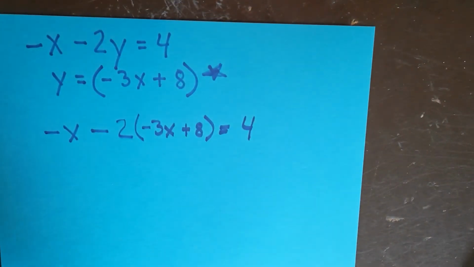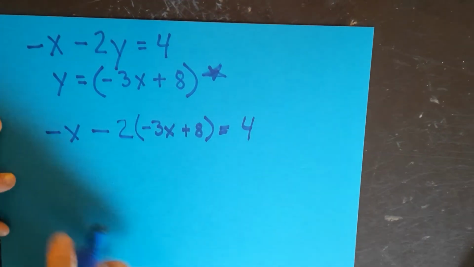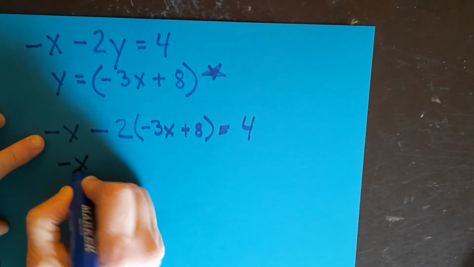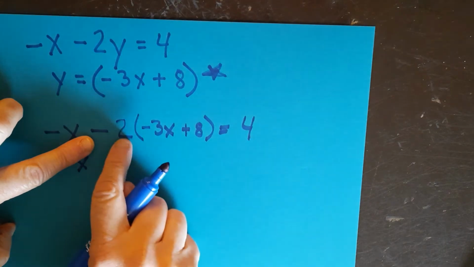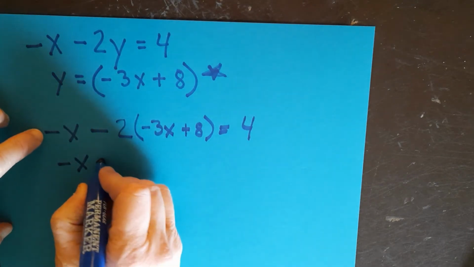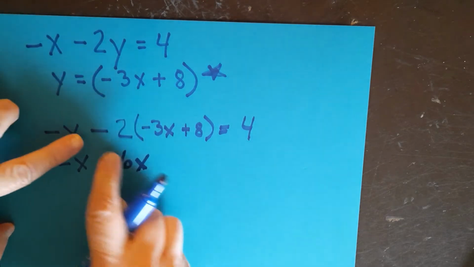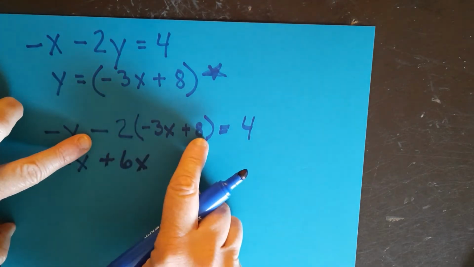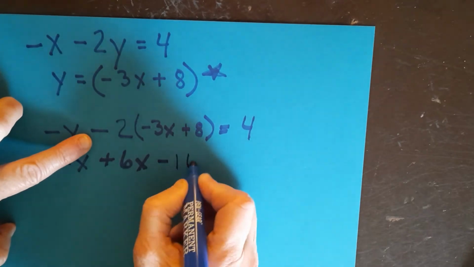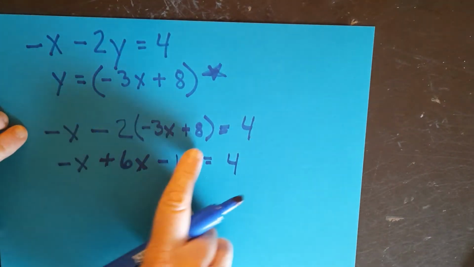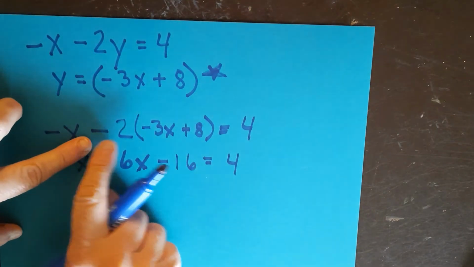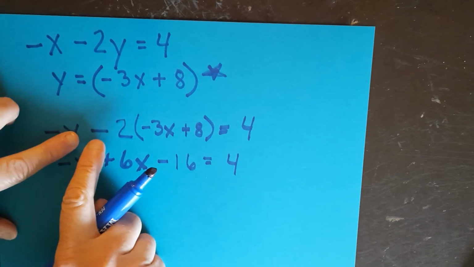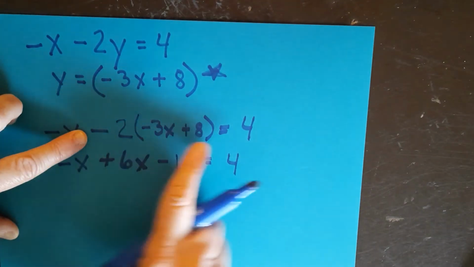Now we're in business. We can do this because we only have x's, so we can solve it. Be very careful with the signs. We're going to keep this as negative x minus 2. We are going to do the distributive property. We have negative 2 times negative 3x, which is positive 6x. We have negative 2 times positive 8, which is negative 16. And that equals 4. This right here is one of the places where a lot of students make mistakes. They forget to watch these signs and multiply carefully negative 2 times negative 3x and negative 2 times 8.